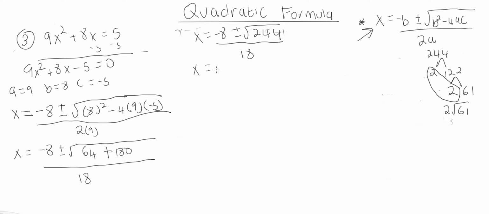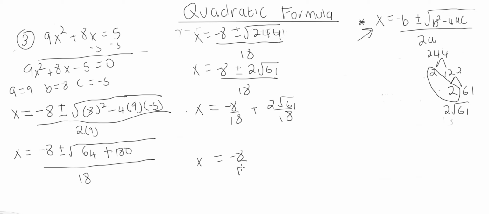So now I have x equals -8 plus or minus 2 square root of 61 over 18. So x equals -8 over 18 plus 2 square root of 61 over 18. And x equals -8 over 18 minus 2 square root of 61 over 18. So I just need to simplify these fractions. I see 2 goes into both of these.